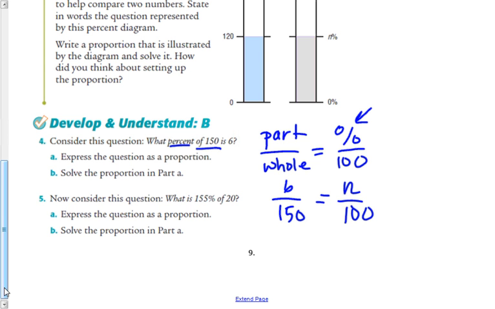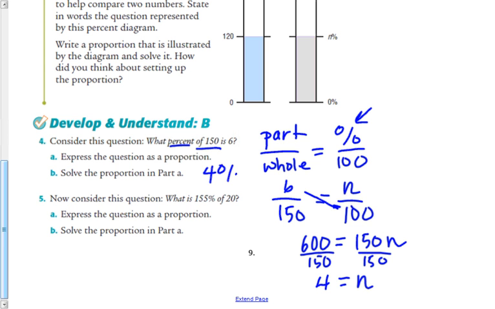And so now we're going to multiply 6 times 100, which is 600, and that's going to equal 150 times n. And so I'm just going to do 600 divided by 150. I'm showing my division like a fraction here, dividing both sides by 150. We get 600 divided by 150 is 4, so n equals 4. And this was looking for a percent, so we're going to say in our answer 4%.